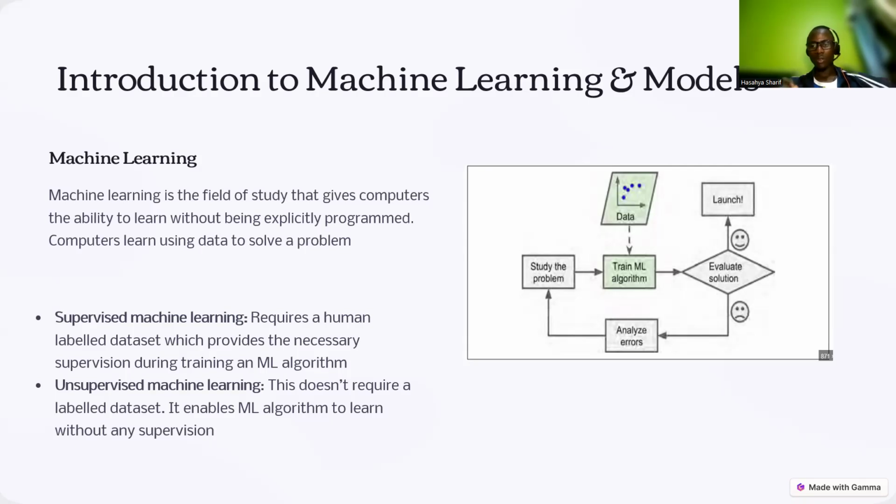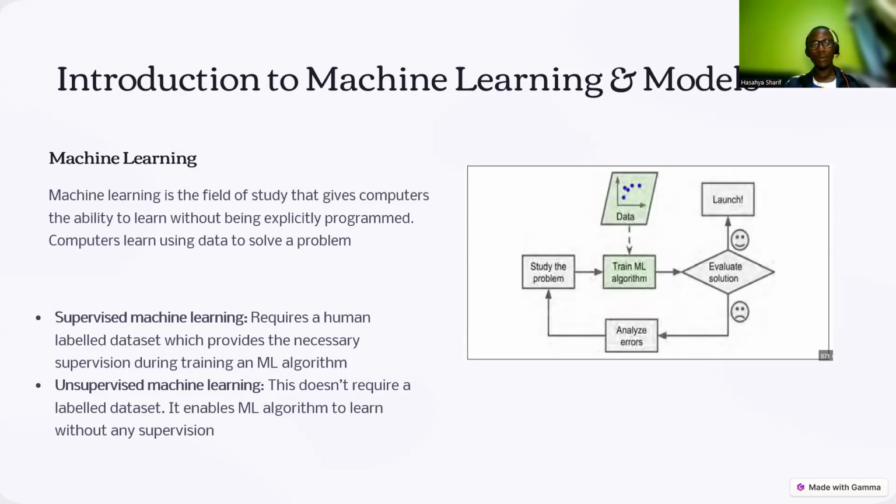On our right, you can see a flow chart of how the machine learning model could be operating. We study the problem. Then you train the ML algorithm depending on the data, evaluate the solution, analyze the errors. So you keep on iterating the process until you are sure that the accuracy percentage is reached. Then you can go ahead and launch.